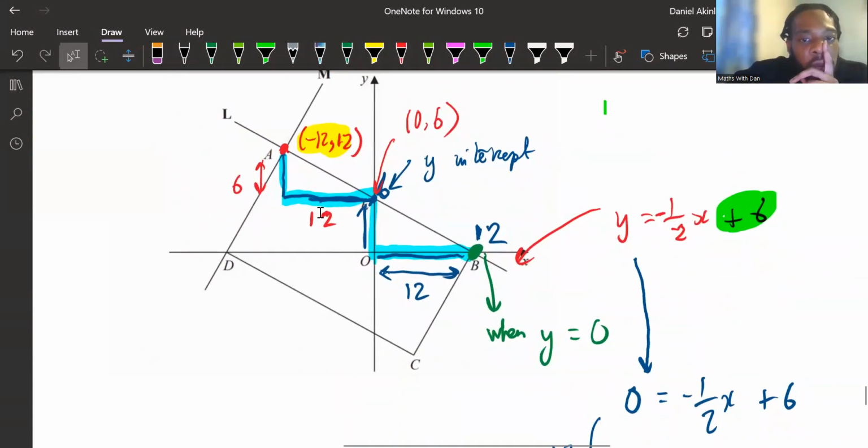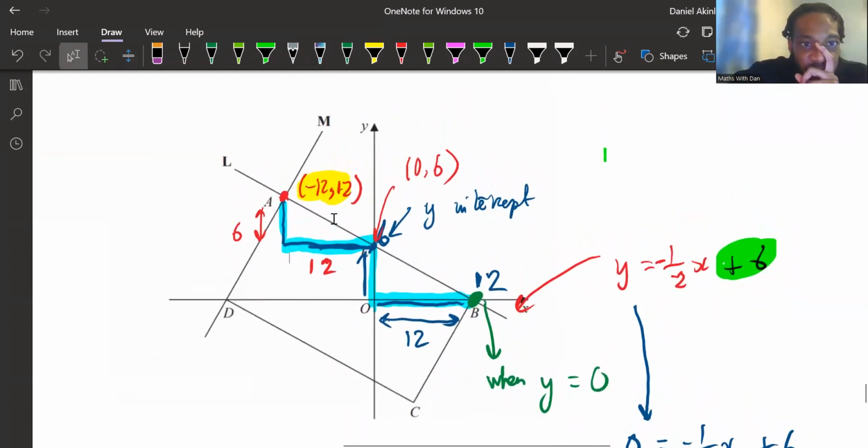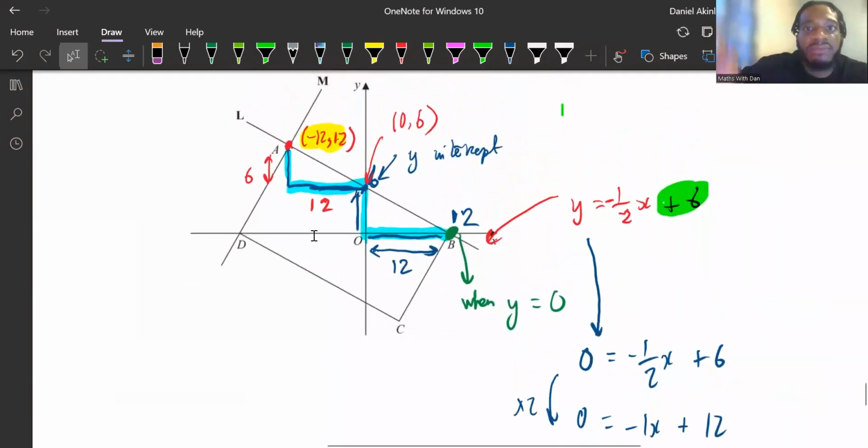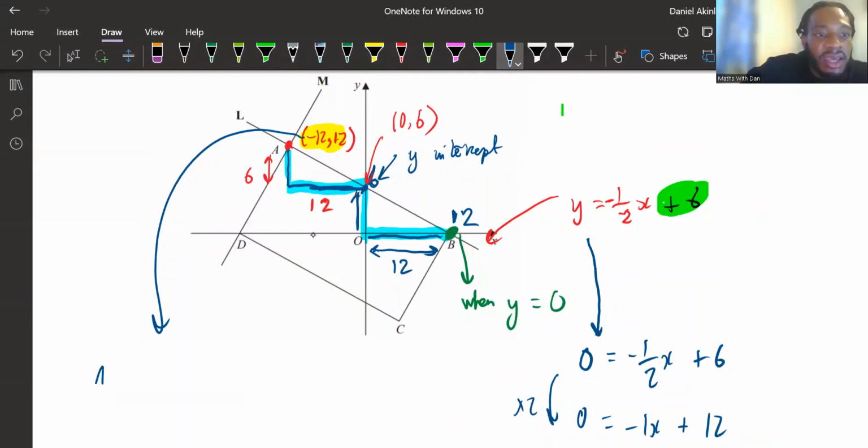Okay, cool. So now what do we need to do? We need to find out the line M, don't we? So I'm just going to make a note here: the point A (-12, 12) lies on M.